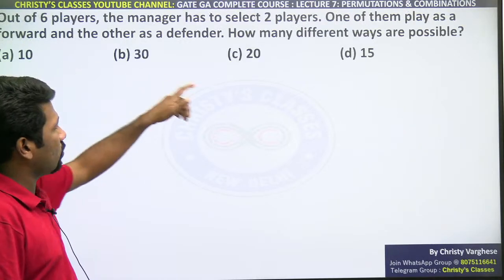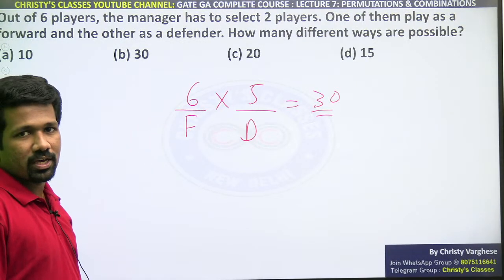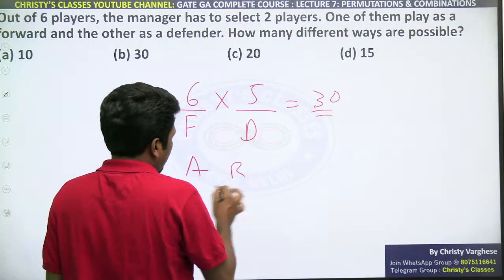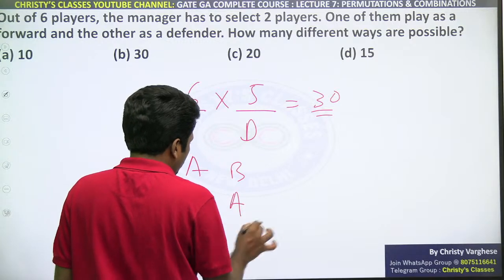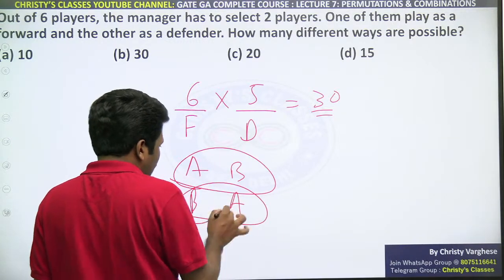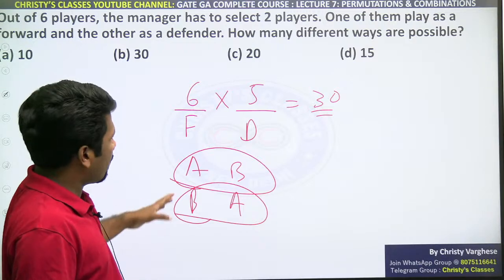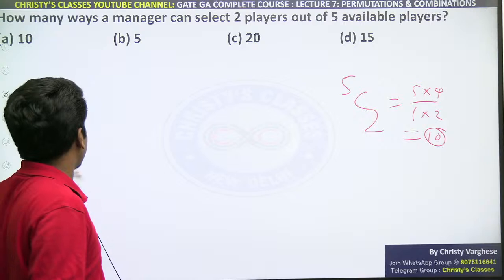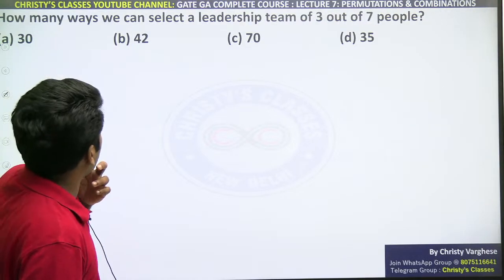In the previous question we did not use combination, we used the fundamental principle of counting, because there order matters. A forward, B defender, and B forward, A defender, these two are different cases. Order is mattering. If order matters, do it like this. If order does not matter, do it like this. Just selection. I'll show you 2-3 more examples.